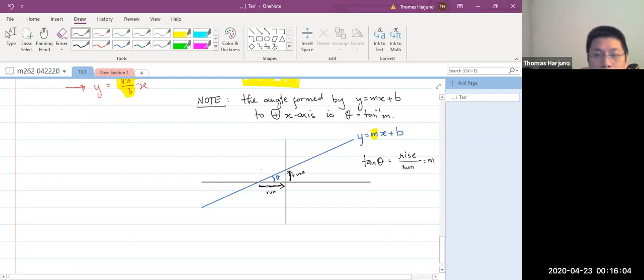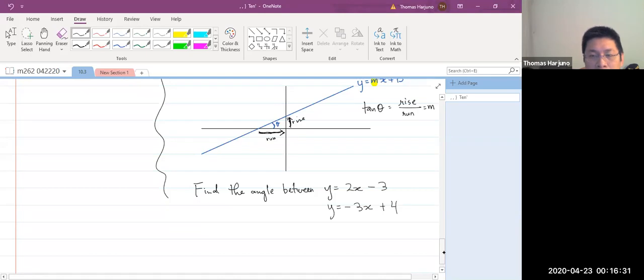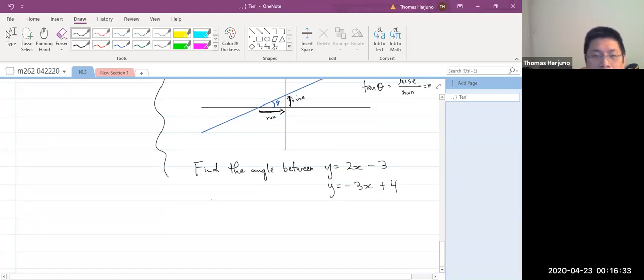Now, with this note, if somebody asks you to find the angle between these lines, between y equals 2x minus 3 and y equals negative 3x plus 4, then you can see the following. The slope of line 1 is 2. Now you set that to be tangent theta 1, right?